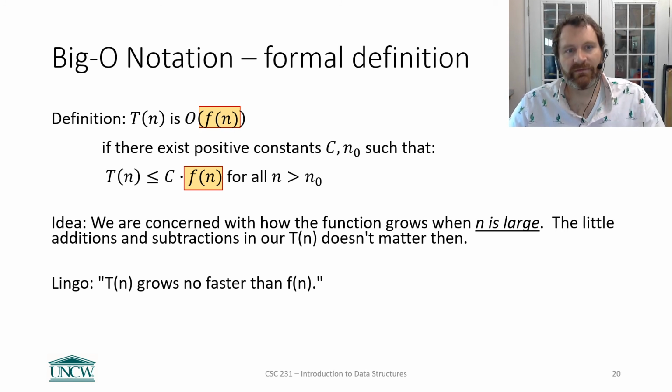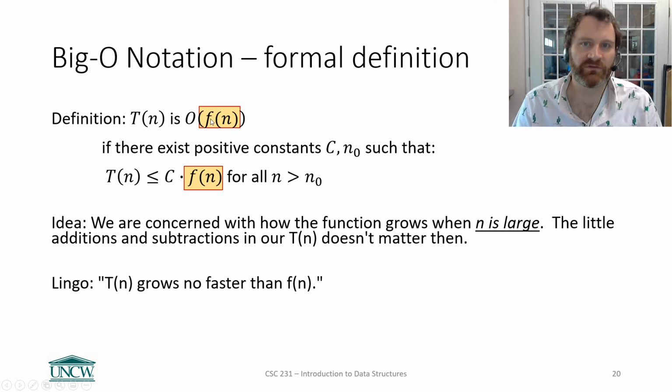We say that T of n, a function that characterizes an algorithm using our counting rules, is big O of something. Okay? Big O of f of n. f of n is your typical standard mathematical notation for a mathematical function. So big T of n is big O. Big O means order of magnitude. It is order of magnitude of some function f of n if there exist positive constants c and n0 such that T of n is going to be less than c times whatever function for all n greater than n0.